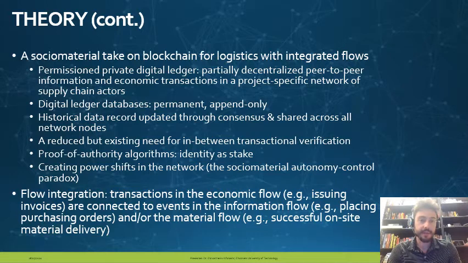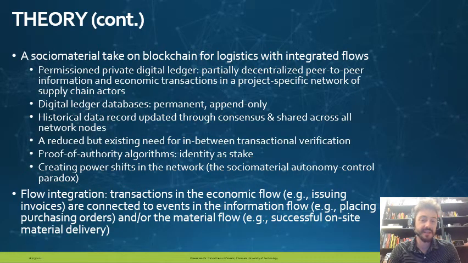Combining our theoretical themes, we arrived at the sociomaterial take on blockchain for logistics with integrated flows. This is a permissioned private digital ledger for partially decentralized peer-to-peer information and economic transactions in a project-specific network of supply chain actors. Its digital ledger databases are permanent and append only, and the historical data that can be accessed across all the network nodes is updated through consensus.